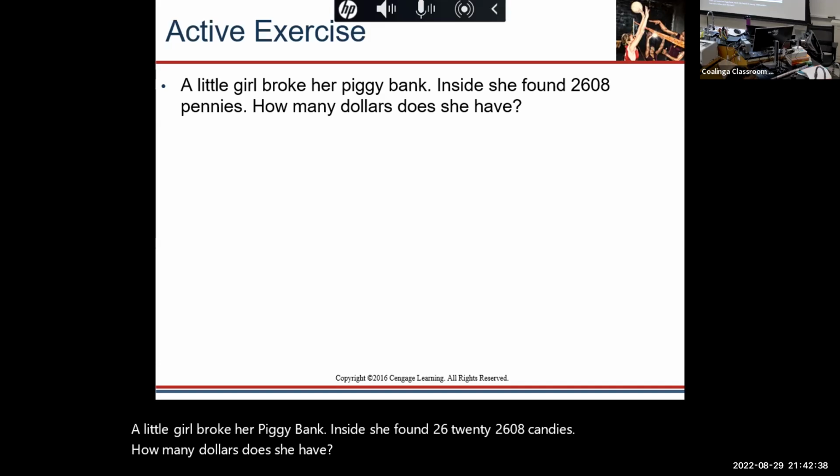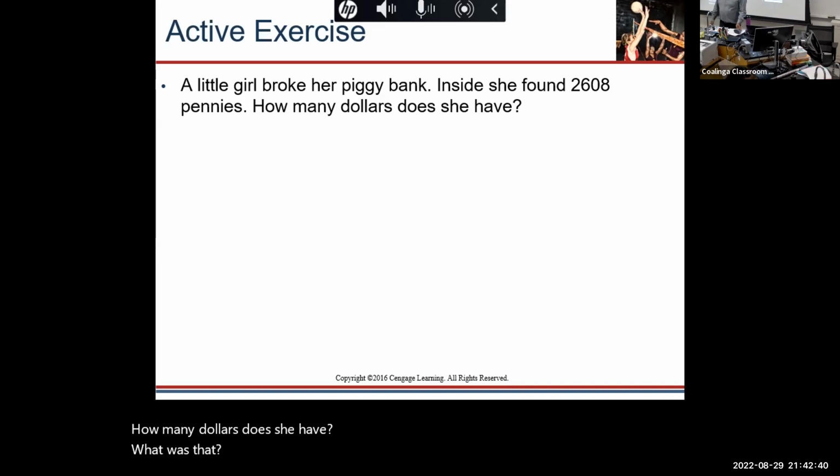Are we allowed to yell it out, or do you want to wait? Yell it out. So it's $1. So we're starting off with my given, what's my given? It's 22,608 pennies. And you told me $1 equals 100 pennies.